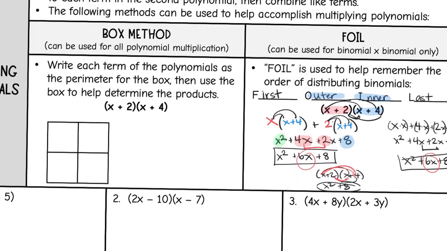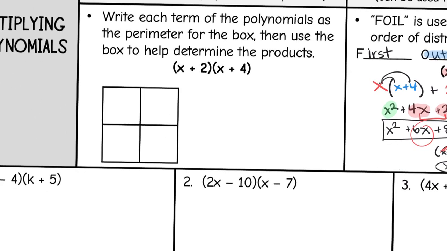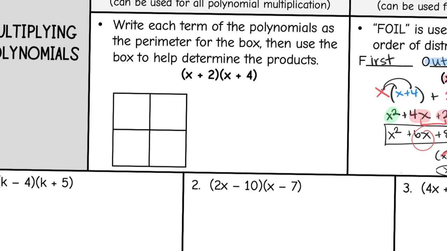I could take that same problem and we could do a visual approach. I could think of this as like a table. Here is x, here is 2. So I've got a column each for x and 2. And then I'm going to make rows for x and 4. x and 4.